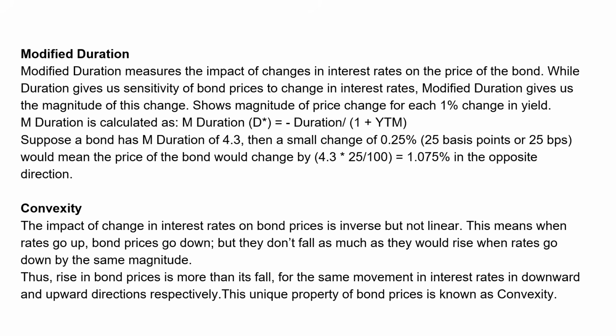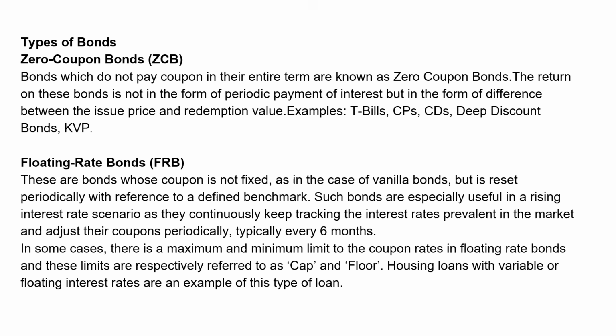It would not mean that a 3 rupee change would mean a 3 rupee change there. No, it could mean that a 3 rupee change could be a 6 rupee change, whereas a 6 rupee change would mean a 9 rupee change. So the curve is not a straight line, it's a curved line. Thus, the rise in the bond price is more than its fall for the same movement in the interest rates in the downward and upward direction, respectively. This unique property of the bond is called convexity. Okay, so I hope that part was clear.